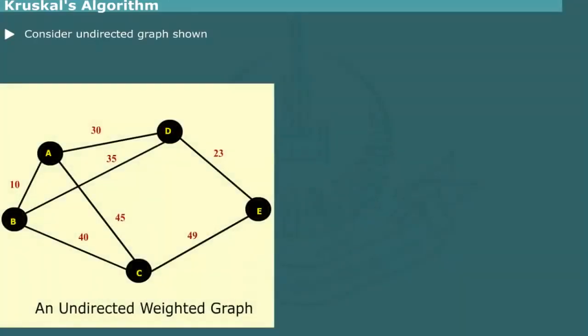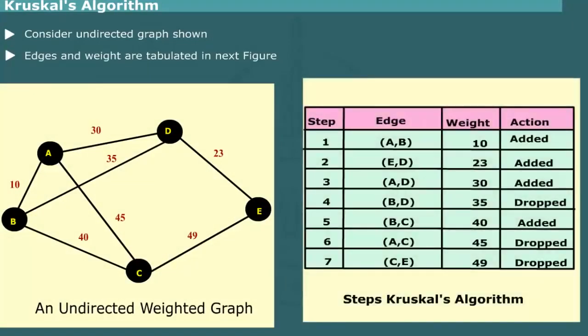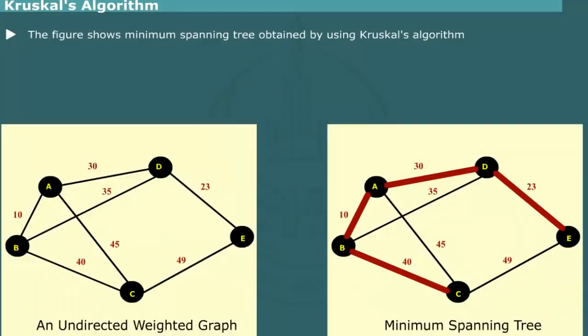Consider, for example, the undirected graph shown in figure. The edges and the weight are tabulated in the next figure. The action column shows whether an edge is added or dropped. This figure shows the minimum spanning tree built by using Kruskal's algorithm. The thick lines represent the tree. The total path length of the tree is 10 plus 23 plus 30 plus 40 equals 103.